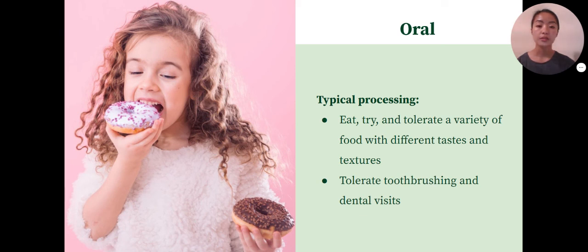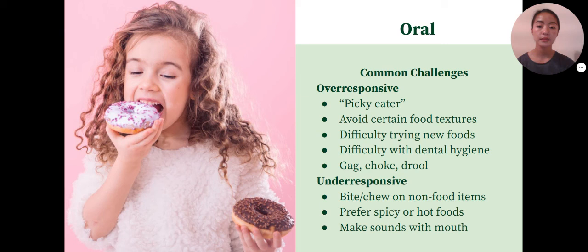When the oral system is functioning well, we are able to eat, tolerate, and try a variety of foods, tastes, and textures. We're able to tolerate oral experiences like brushing our teeth or going to the dentist. Over-responsive kids may be known as the picky eaters and avoid certain food textures or trying new foods. They may have difficulty with brushing their teeth. They may also gag, choke, and drool in response to oral input.